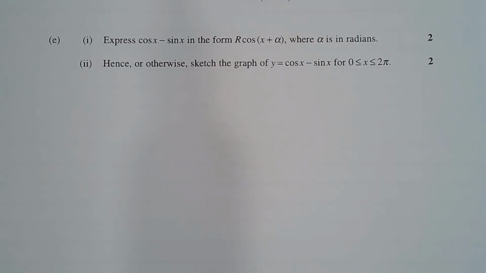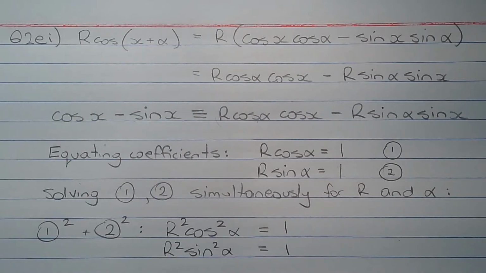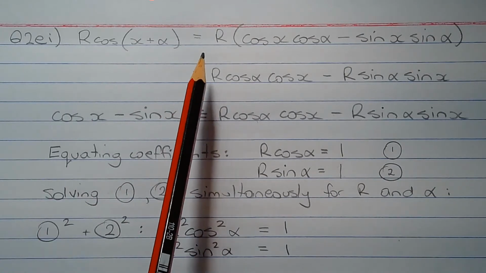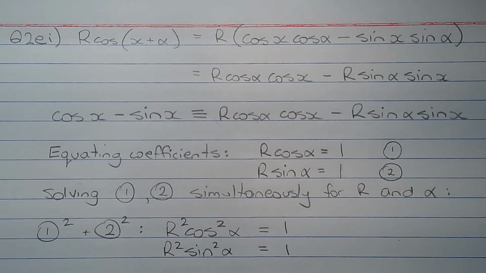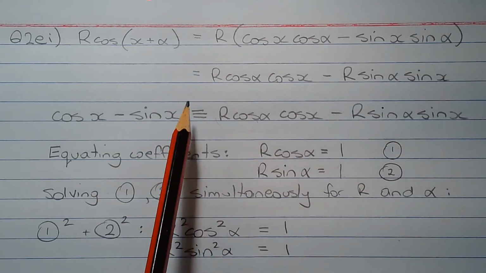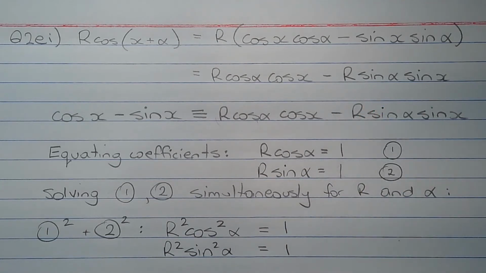Question 2e, Part 1. Express cos x minus sin x in the form r cos(x plus alpha), where alpha is in radians. Expanding r cos(x plus alpha) using a compound angle expansion, we get r multiplied by cos x cos alpha minus sin x sin alpha. And expanding the brackets, that equals r cos alpha cos x minus r sin alpha sin x.